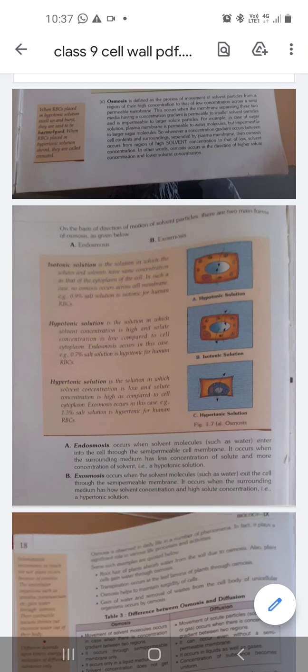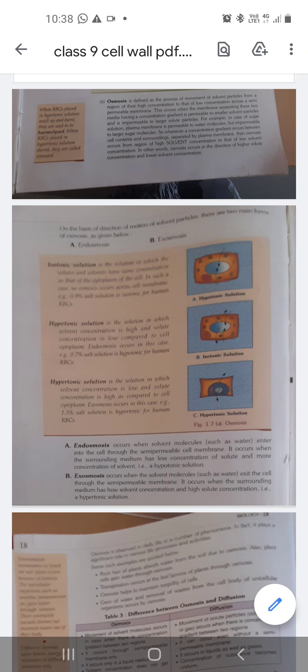What is a hypertonic solution? When the solvent concentration is low and the solute concentration is high as compared to the cell cytoplasm. In case of exoosmosis, the material from the cell comes outside and the cell will shrink.